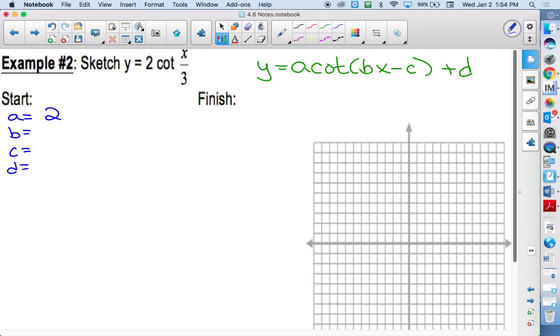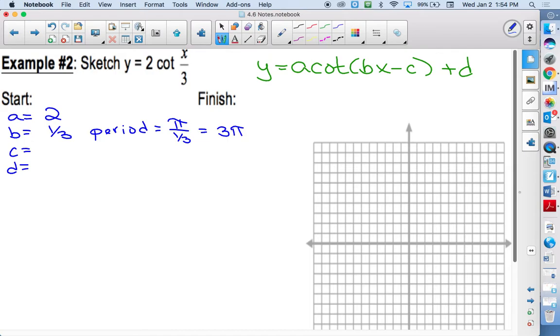So A is the number in front, that's the 2. What number is B? Chelsea? 1/3. So when we go to find our period, we're taking pi over 1/3, which really is 3 pi. So now the distance between the 2 asymptotes is going to be 3 pi.